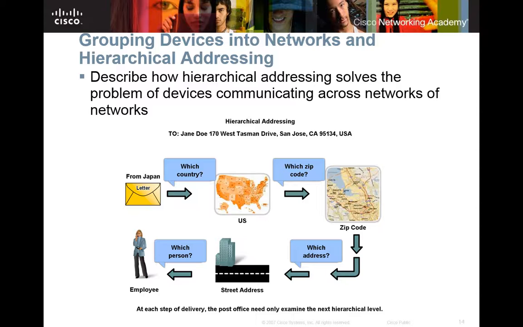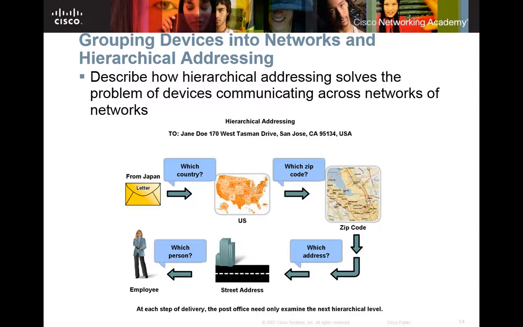USA. Country code, right? Imagine that's octet A. Saying, here's the network in which I'm looking for. San Jose, California would be, or California would give me my B octet.